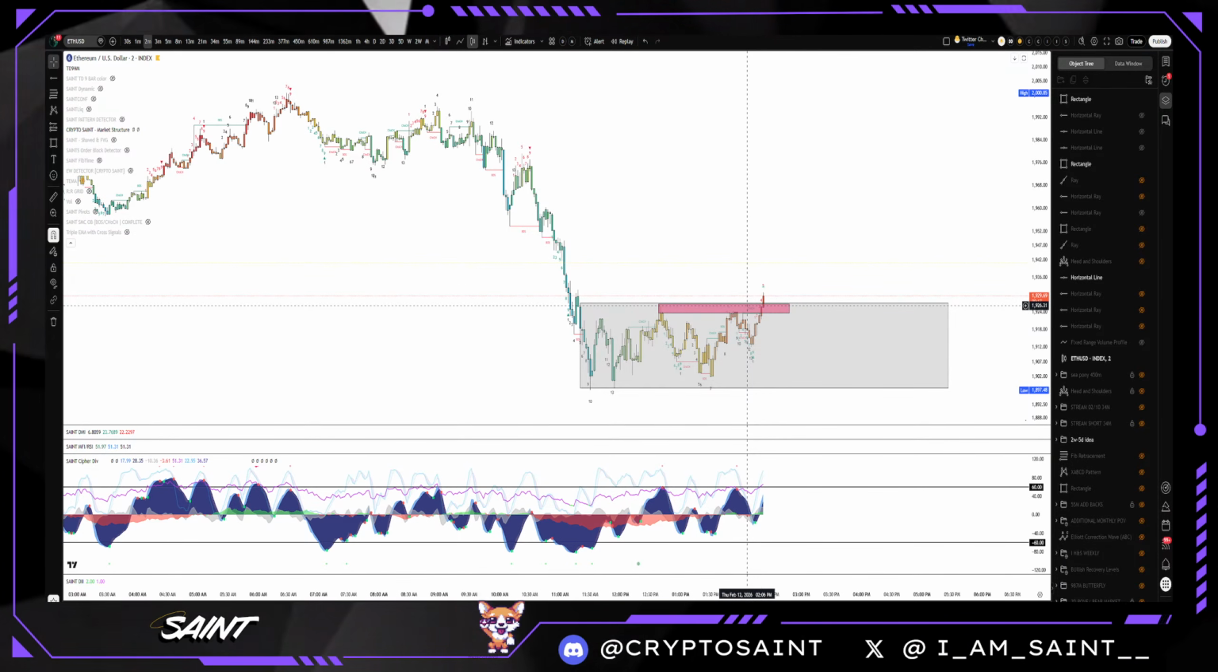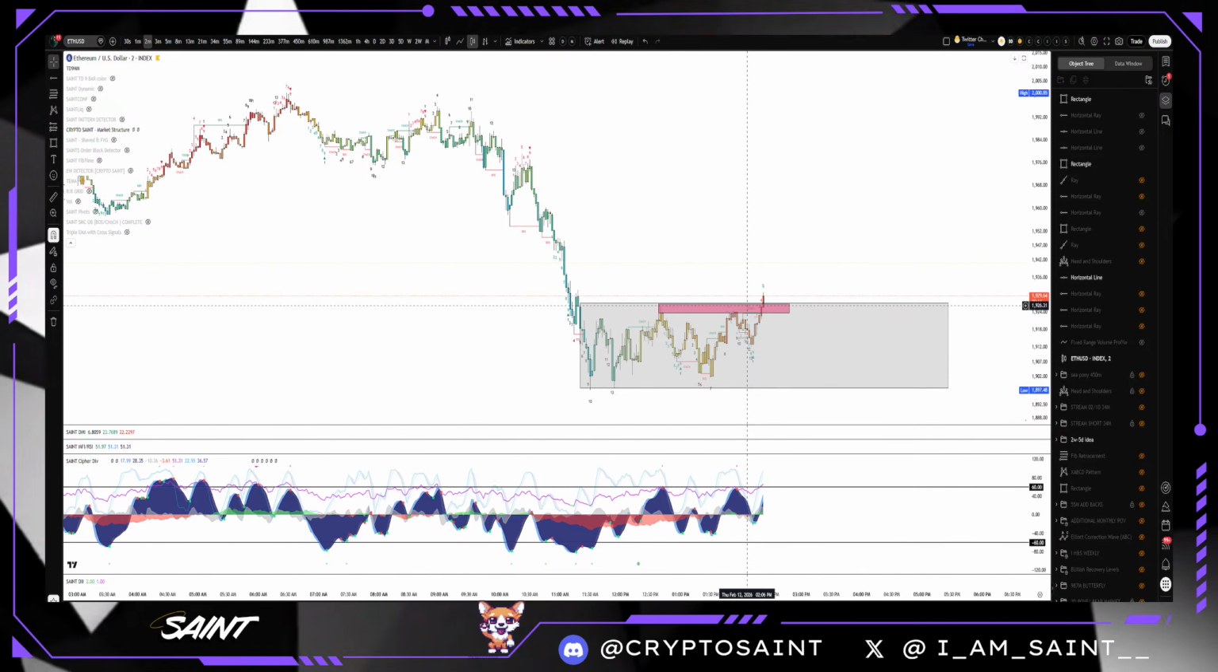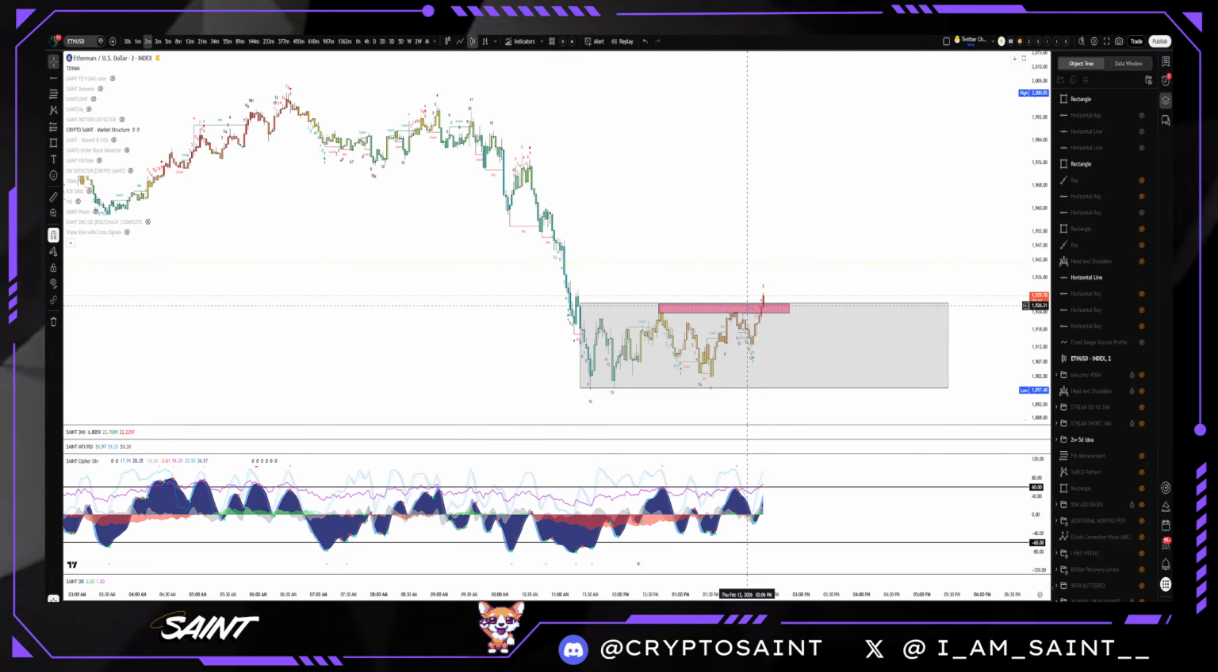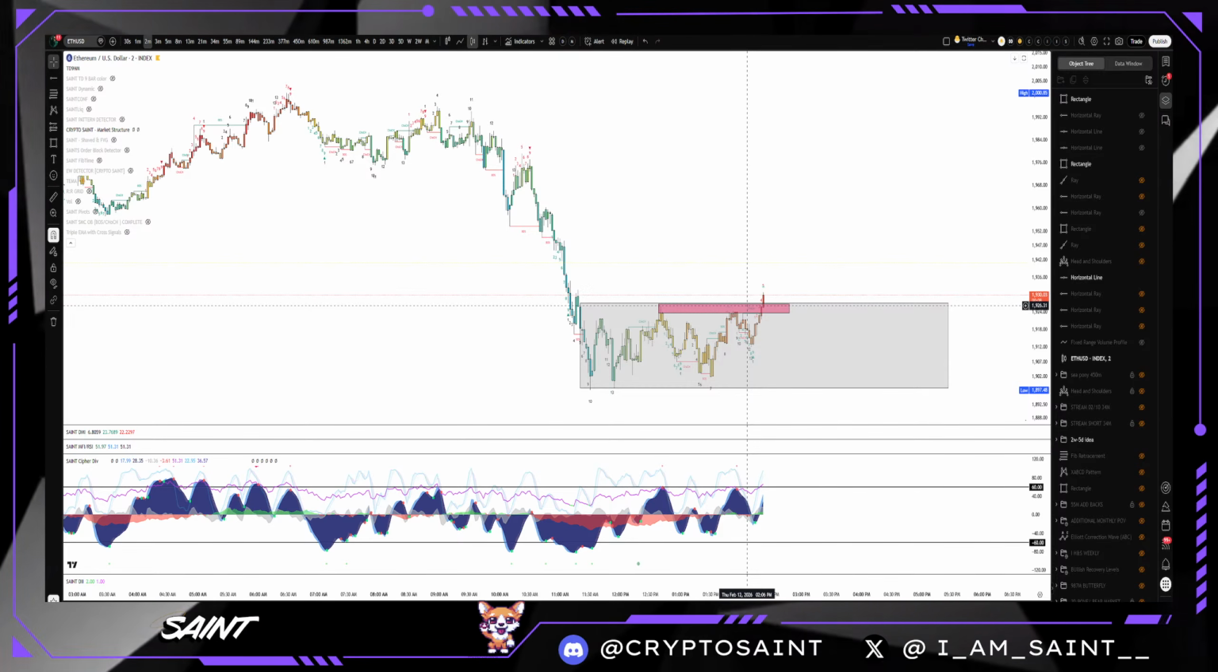Now to confirm that we broke the range, the next candle would literally need to bounce off of either the top or inside of that red box where resistance was, and then push higher.